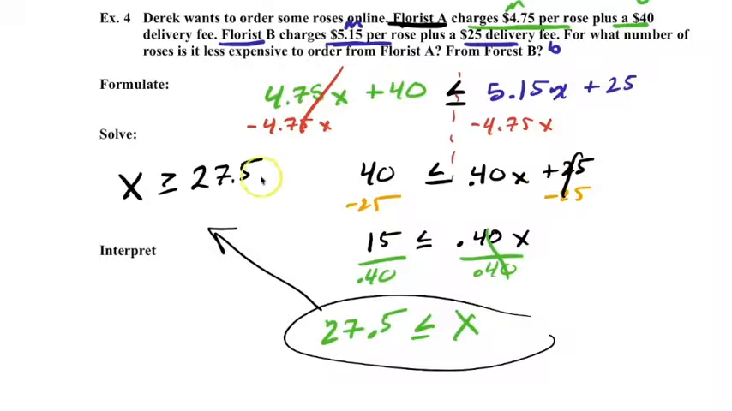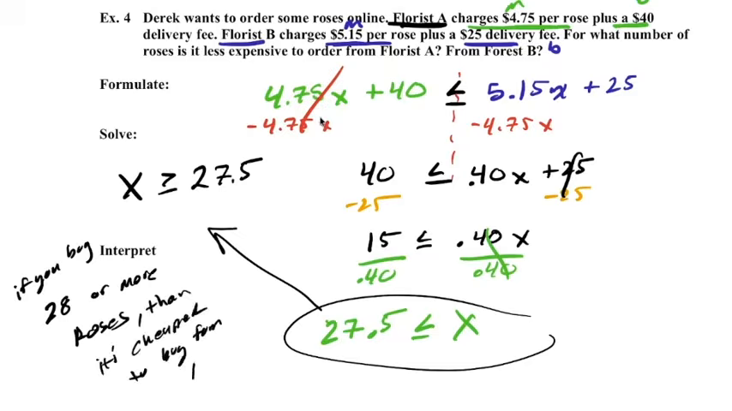So that means that at 27.5 roses, they're the same. But if we buy more than 27.5 roses, then Florist A is cheaper. If you buy 28 or more roses, then it's cheaper to buy from Florist A. So that's the idea, and that's the lesson.